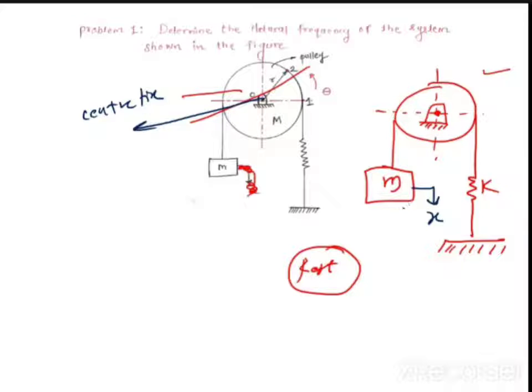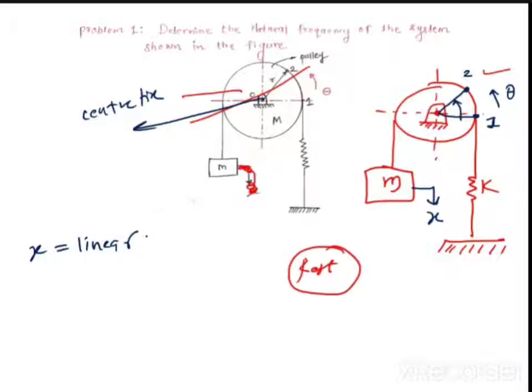basically when this mass m is displaced by x, what will happen to this pulley? Let us say this is point number 1. First of all, I will call this point number 1. This point number 1 will shift to point number 2. Means what has happened? There is an angular displacement theta. Means what? If x is the linear displacement given to the mass, x is equal to the linear displacement given to the mass.